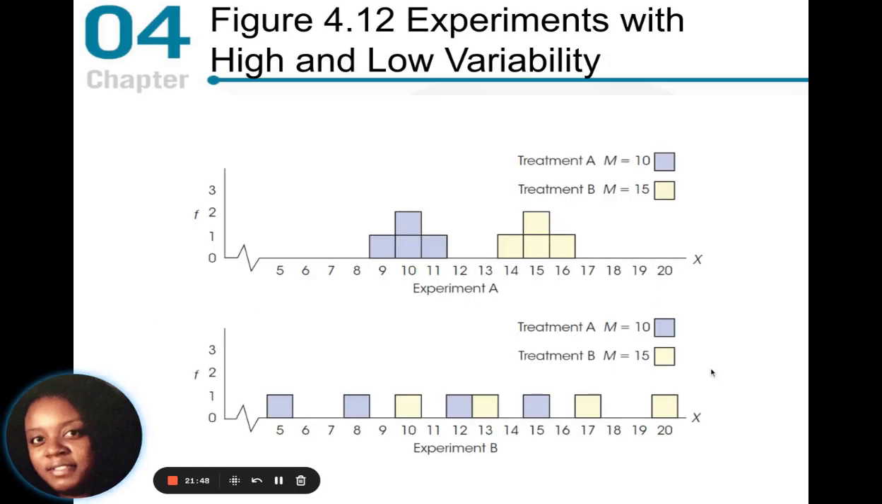So if we take a look at figure 4.12, we can see that these graphs show the results from two experiments. In experiment A, the variability is small and it's easy to see that there's a 5-point mean difference between the two treatments. And then in experiment B, the 5-point mean difference between the treatments is obscured because there's so much variability.